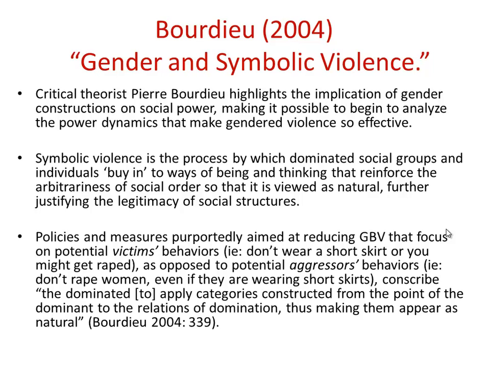So by focusing on the victims, we're reinforcing this idea that it's the victim's responsibility to not get raped as opposed to the aggressor's responsibility to not be a rapist. And in so doing, in constructing rape prevention in this way discursively, we're conscripting the dominated to apply categories constructed from the point of view of the dominant, meaning that the dominant social group, in this case men, or I should say institutions that reflect masculine power, reinforce this idea that women need to be compliant and protect themselves as opposed to men needing to prevent themselves from becoming rapists.